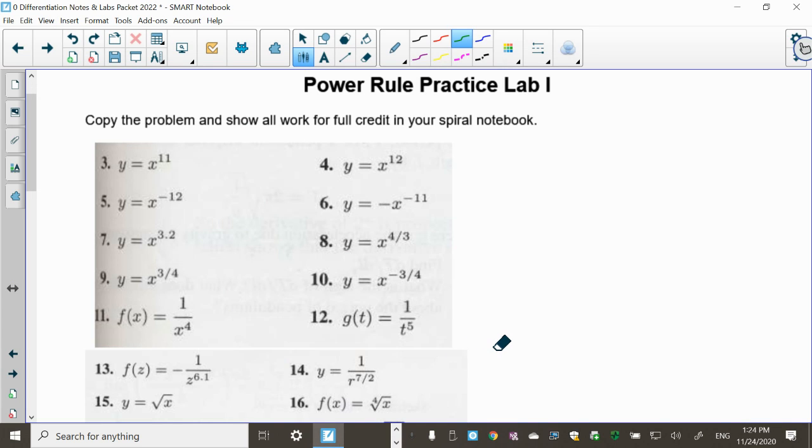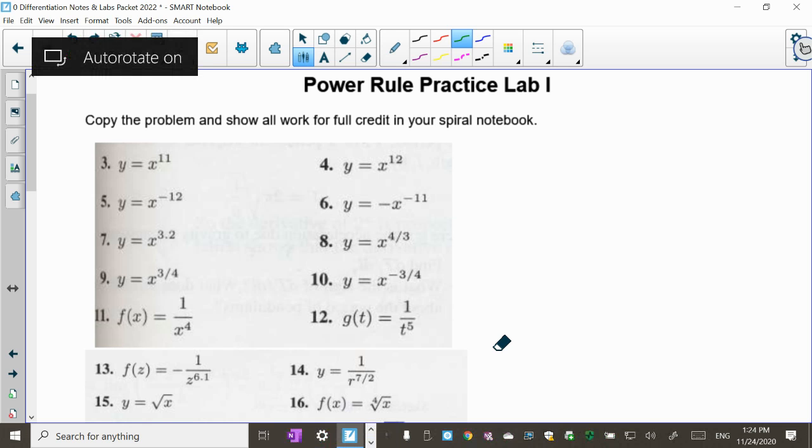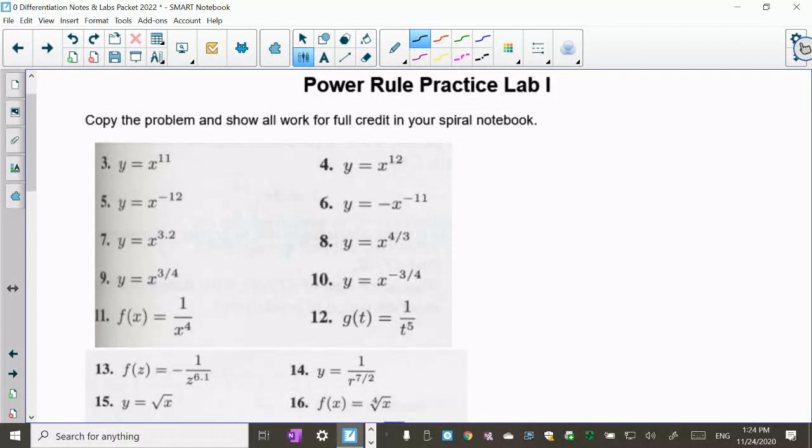Okay, this video is the beginning of the Power Rule Practice Lab, and I know this is the beginning part of doing the Power Rule. I took this from another book. I actually scanned it in so that you guys could have more practice than the book has. So I'm going to just start at some of the harder ones.